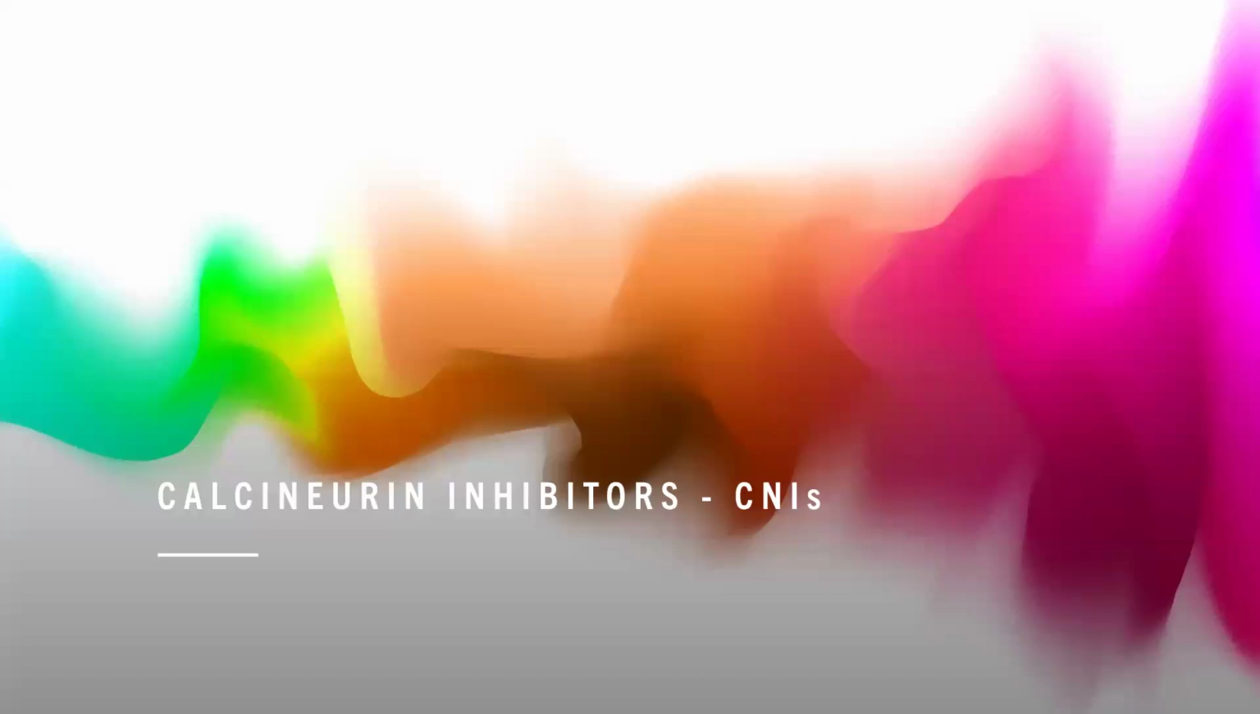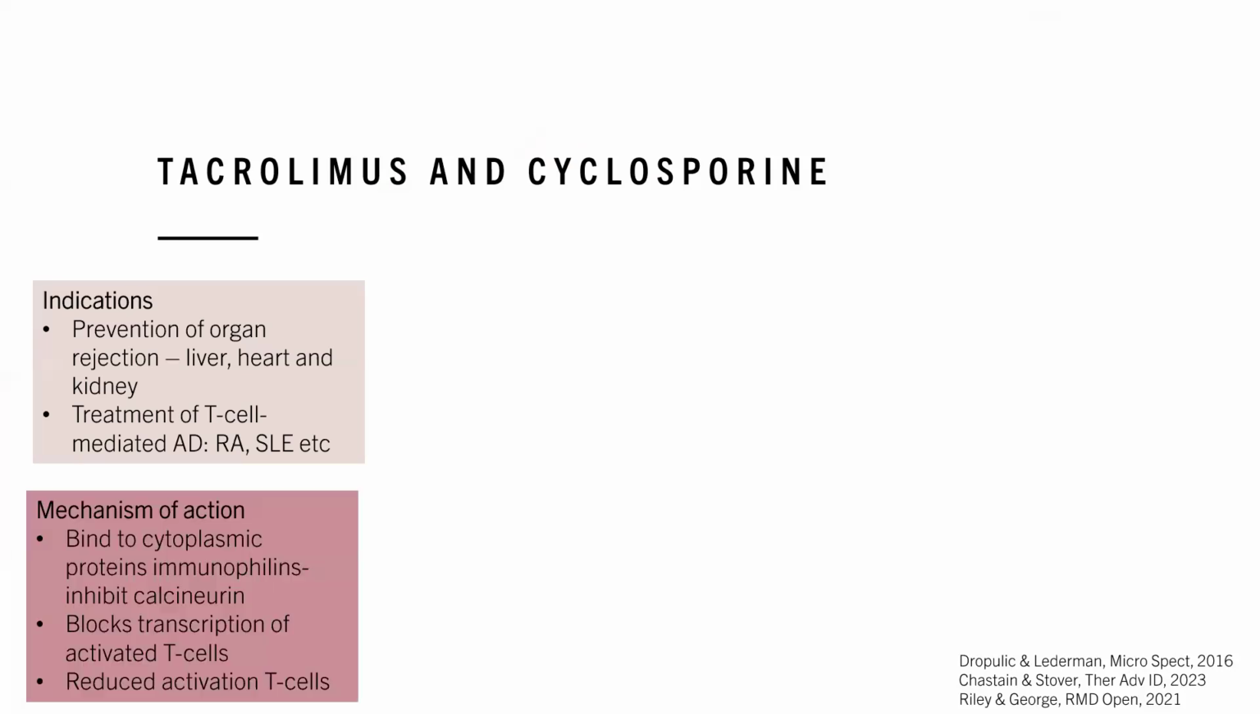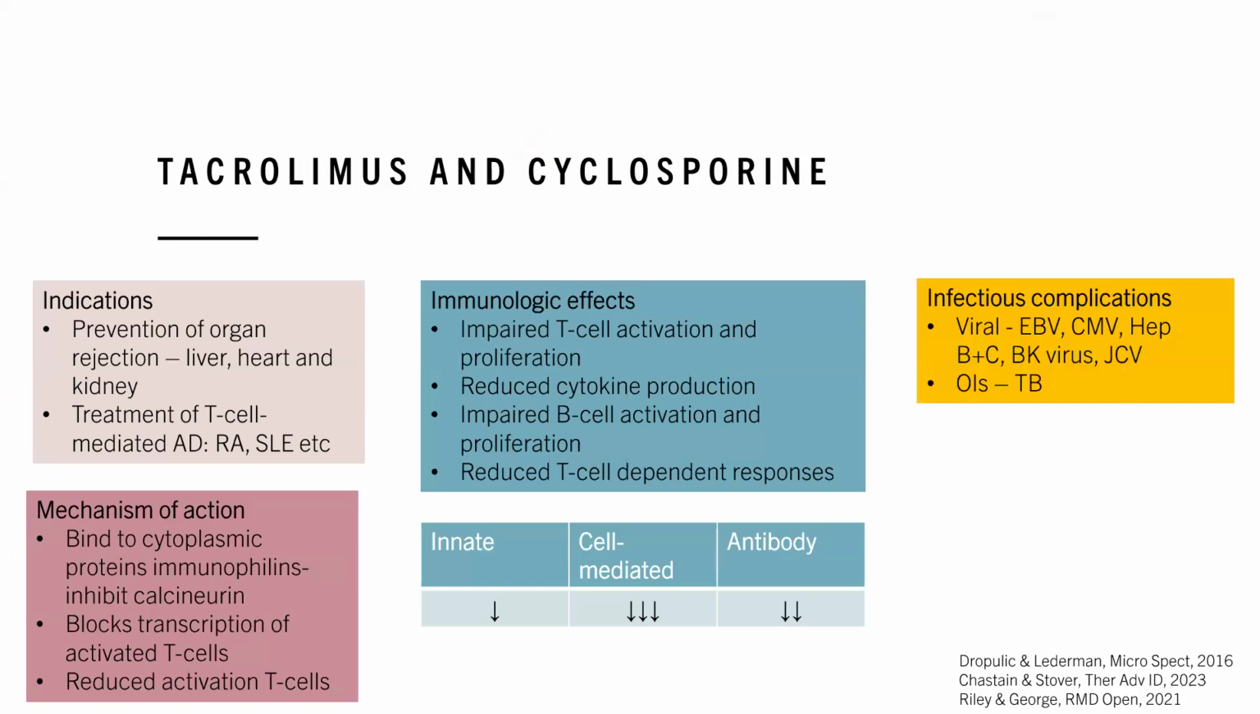The CNIs, so the calcineurin inhibitors, generally are used for the prevention of organ rejection, and some T-cell mediated autoimmune disease as well. They block transcription in activated T cells and reduce activation of T cells. So again, mostly your cell-mediated immunity is affected, and so complications are again intracellular organisms, your viruses, and also some risk for TB.